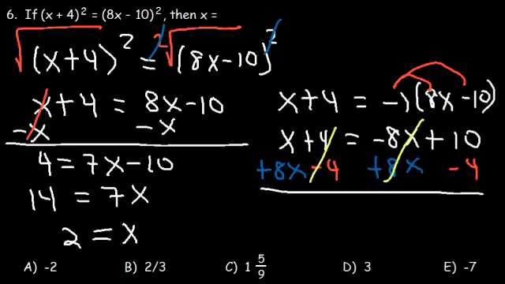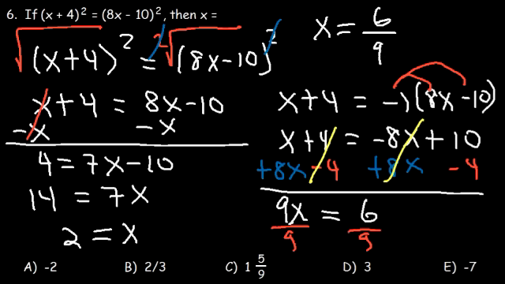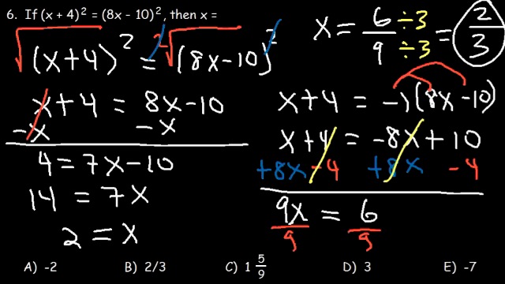So this will cancel, and that will disappear as well. X plus 8x is 9x. And 10 minus 4 is equal to 6. So next, we need to divide both sides by 9. So therefore, we could see that x is equal to 6 over 9. And if you divide both numbers by 3, since they're both divisible by 3, you can get a reduced fraction. 6 divided by 3 is 2. 9 divided by 3 is 3. So x is therefore equal to 2 over 3, or 2/3. So B is the right answer for this problem.